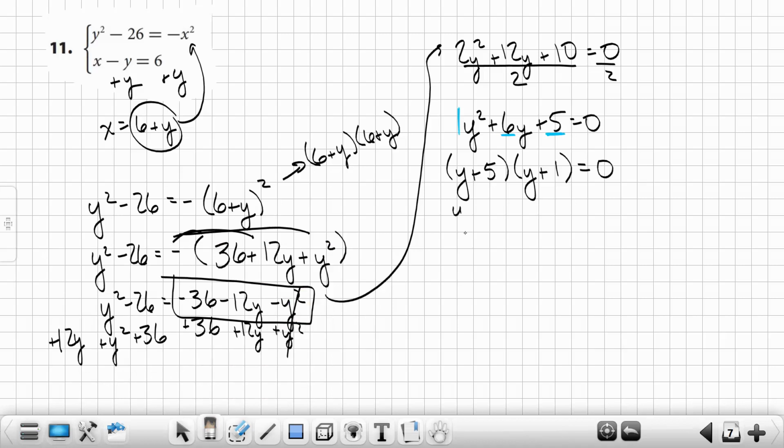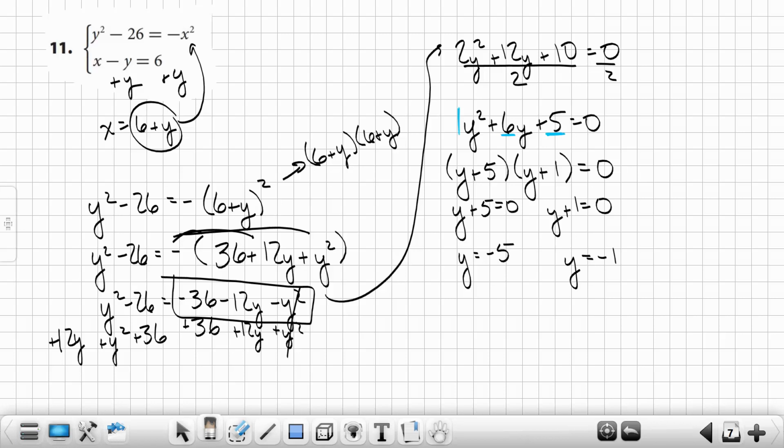So now each one gets set equal to 0. Feel free to ask this question come Monday, because you know I'll be out the next couple of days, if you have questions. So y equals -5 and y equals -1.